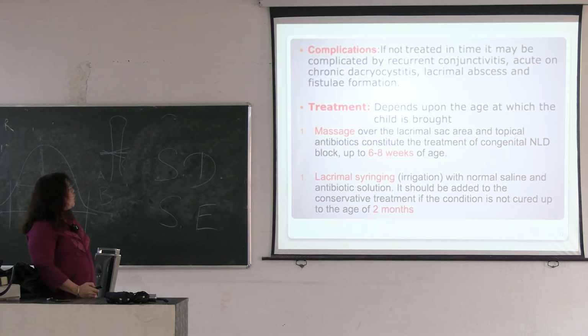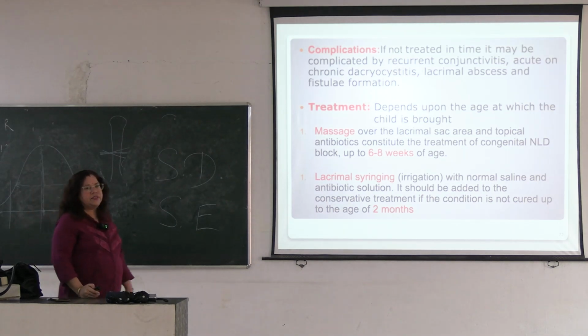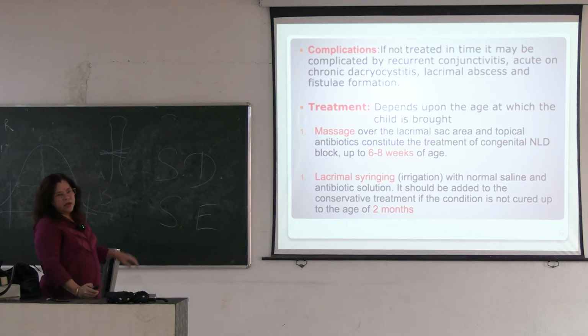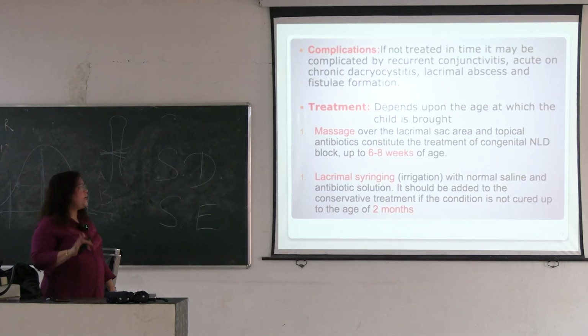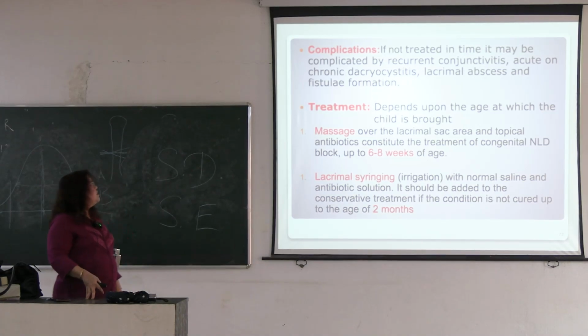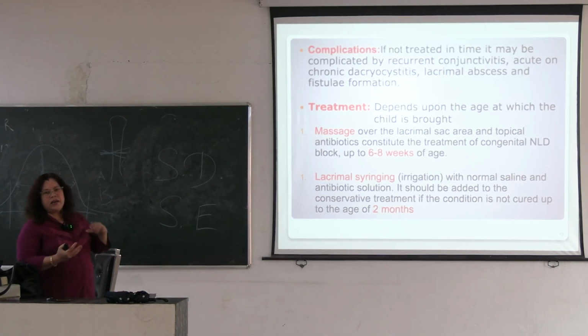Then complications. What are the complications? It may cause conjunctivitis. If it doesn't resolve automatically and is left untreated, then it causes recurrent conjunctivitis, chronic dacryocystitis and lacrimal abscess, and sometimes the lacrimal abscess may burst and form a lacrimal fistula.